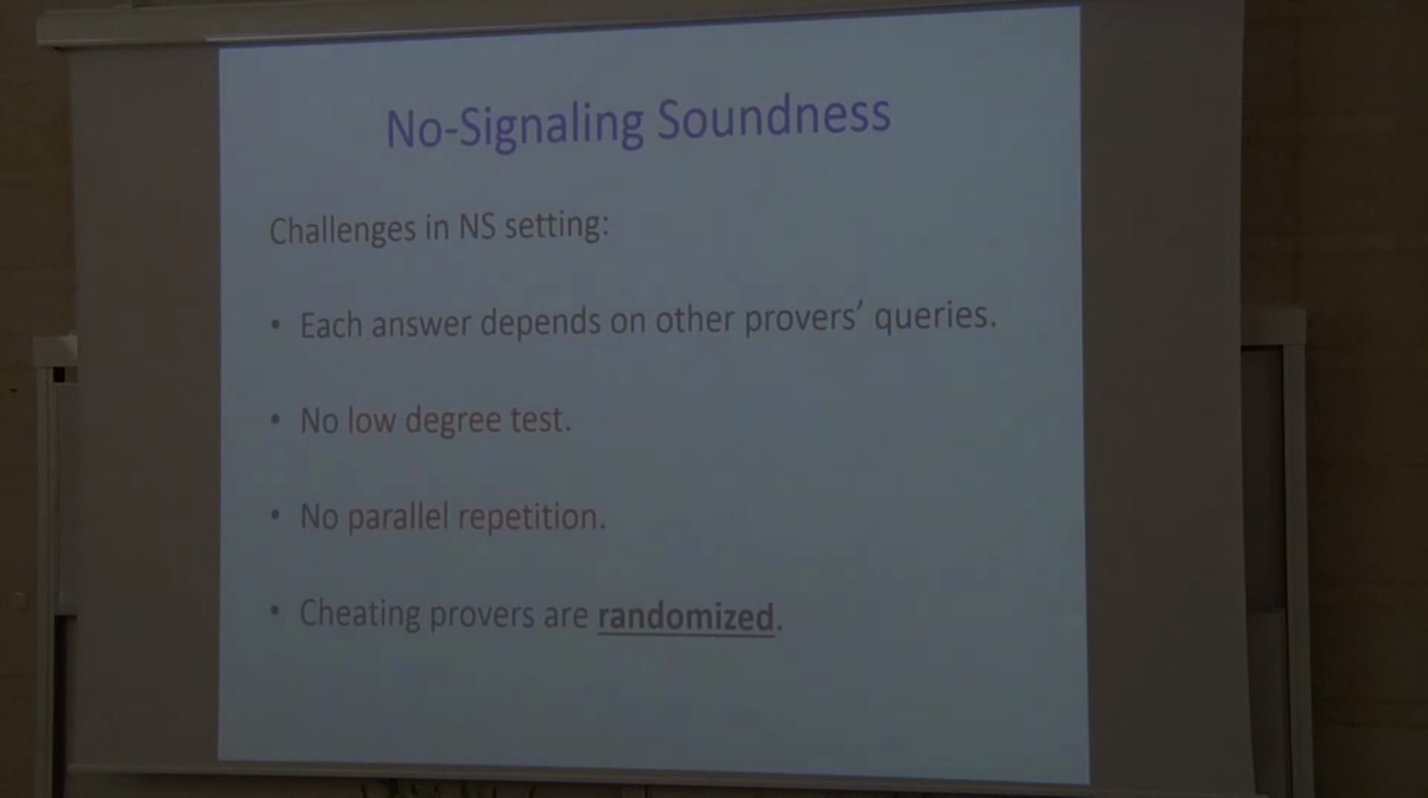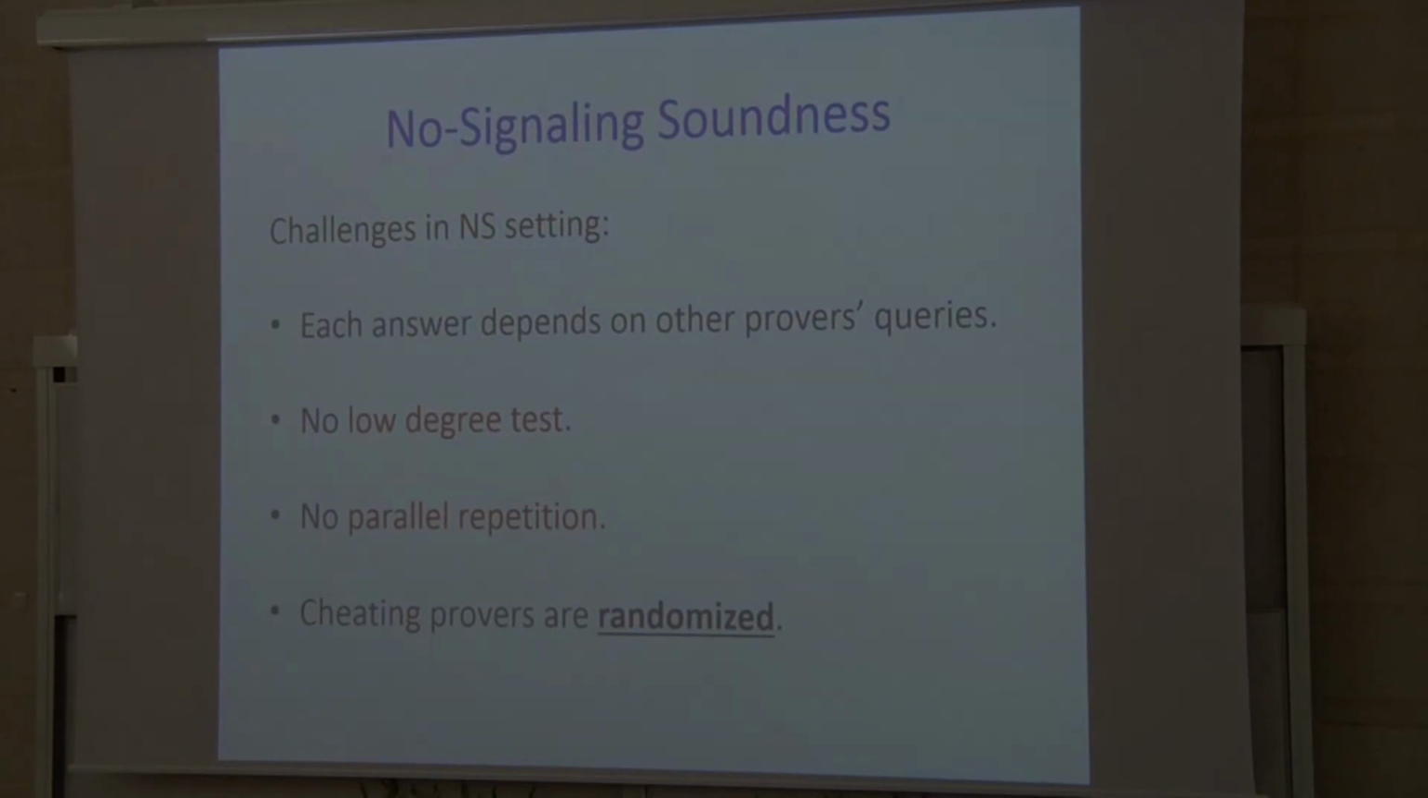A major problem is that for these no signaling MIPs, we don't have what's known as a low degree test, which is at the core of the BFLS or many other PCP constructions. In particular, we can't just assume that cheating provers are answering according to some low degree polynomial. And this is a huge problem.